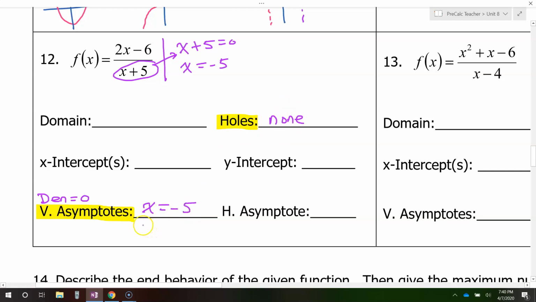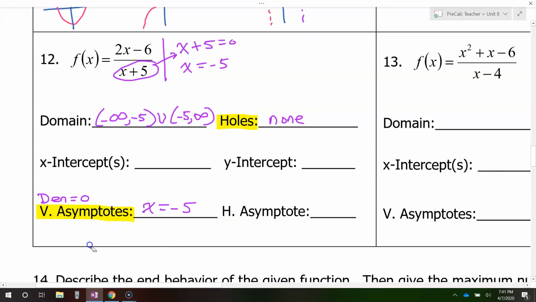So that means when I do my domain, I just need to skip over -5 because there's a vertical asymptote there. So my domain will be from -infinity to -5, union -5 to infinity. It's the left part and then the right part. I just have to carefully skip over the -5.